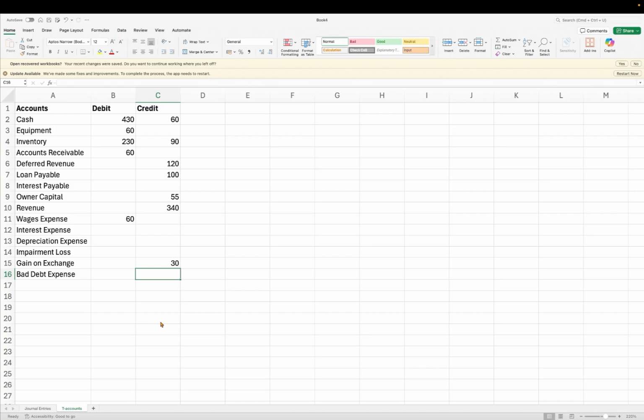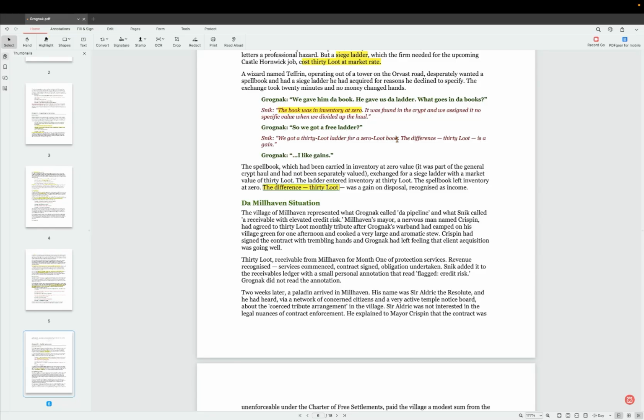So while giving up an asset recorded at 0 value, it received loot. So the difference represents a gain, which increases equity. Gains increase equity and are recorded with credits. So recording will be our part of the process. Sorry. So now we identify the next transaction before anything else.